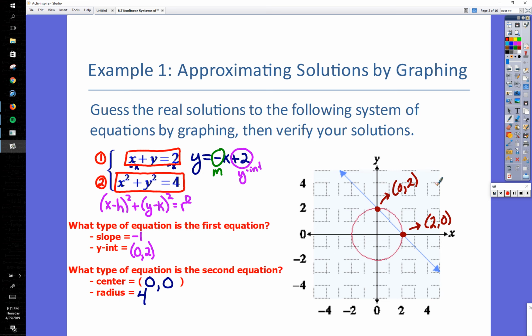So our solutions for this one, then verify your solutions, our solutions end up being the point (0, 2) and the point (2, 0). Those would be our two solutions for this one. And that would be a graphical approach. So let's take a look at another, a little different one this time.